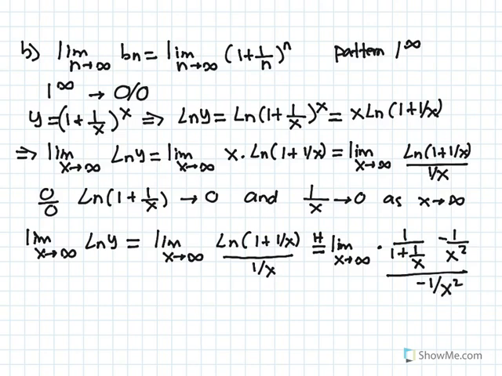Well, that's good because we get a nice cancellation here. Negative 1 over x squared cancels out, and we get the limit as x goes to infinity of 1 divided by 1 plus 1 over x. Now this is just 1, because 1 over x will approach 0 as x goes to infinity, so we get 1 over 1, which is 1.